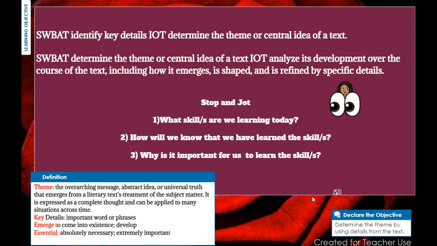And let's look at a few definitions. So we know the theme is the overarching message. When we're talking about overarching, think about McDonald's, the golden arches, right? And so we're talking about what is the message just over the whole text. It goes throughout the whole text. It could be an abstract idea, a universal truth. When we're talking about universal, we mean something that can apply to the entire universe, regardless of race, regardless of religion, regardless of gender, regardless of all beliefs. It is a concept that can apply to any and everyone.